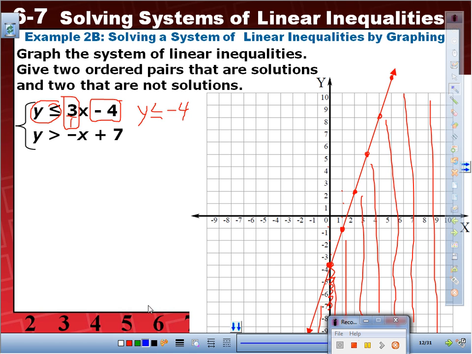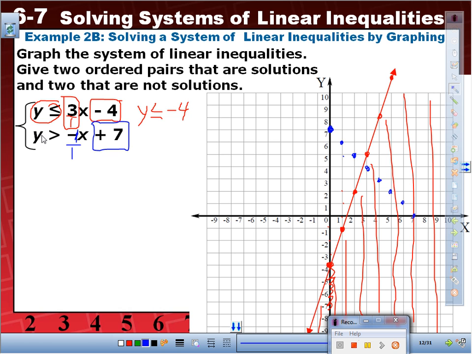Let's graph the next one. I need the y-intercept, and I'm going to do that in blue, which is positive 7, up here. And I need my slope. What is my slope, everyone? Negative 1 over 1. So that means I'm going 1 step down, 1 to the right. 1 step down, 1 to the right, and so on.